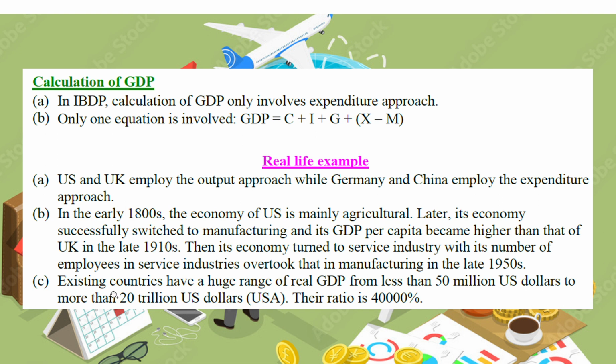Existing countries have a huge range of real GDP, from less than 50 million US dollars to more than 20 trillion US dollars for the USA. The ratio is 400%. You mean 400 times.